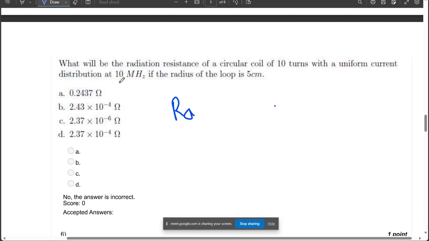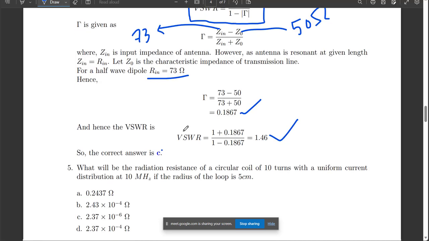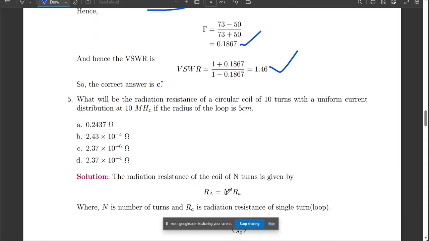And now you have to find out the radiation resistance if the radius of the loop is 5 centimeters. Got it? So a coil is given having a radius of 5 centimeters, the current flowing through it has a frequency of 10 megahertz, and radiation resistance is asked. So for this question, radiation resistance can be written as N square Ra.